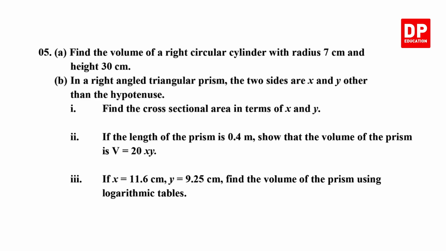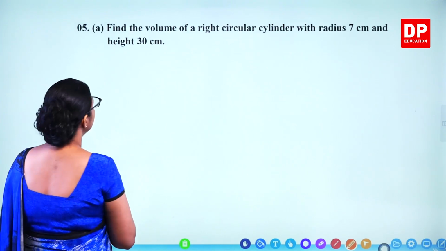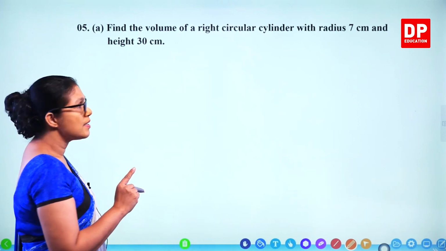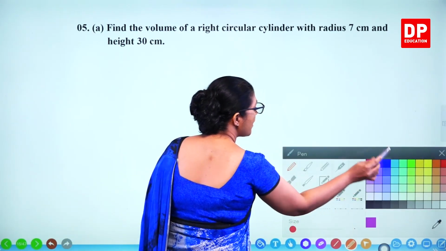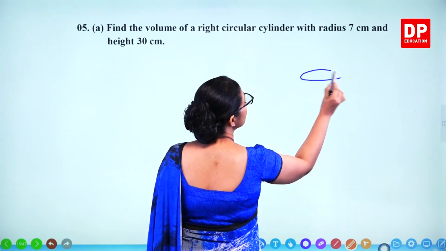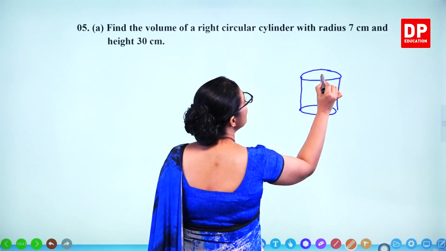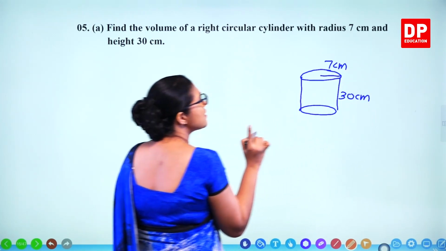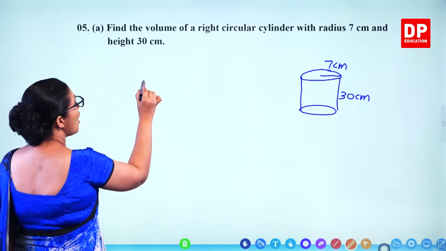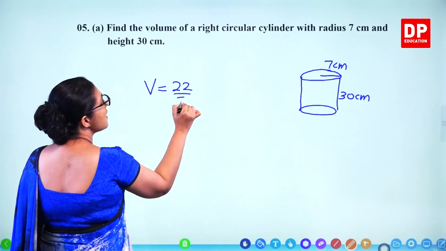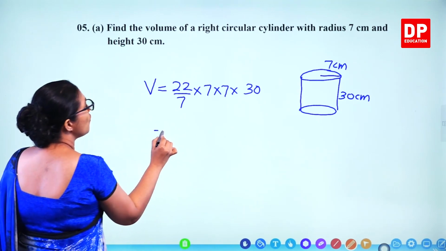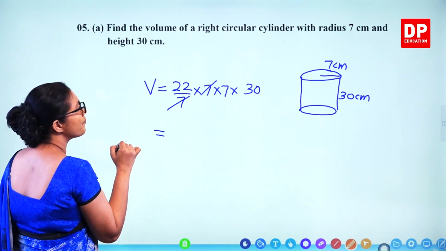Question number 5. This is about volume. So we'll see how we can do that. Find the volume of a right circular cylinder with radius 7 and height 30 centimeters. So we have to first draw the diagram. This is a cylinder with radius 7 centimeters and the height is 30 centimeters. So what's the volume? Pi r squared h. Volume is 22 over 7 into 7 into 7 into 30. That's the volume. So 7 gets cancelled out.